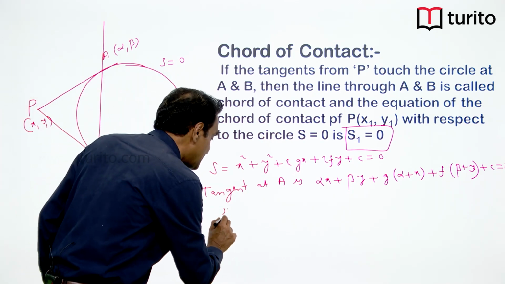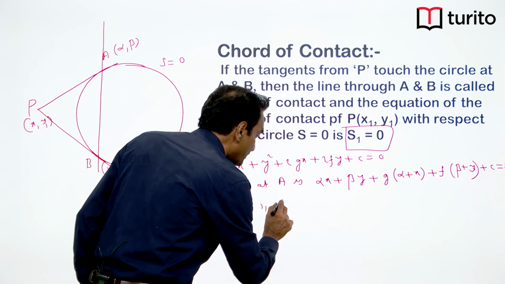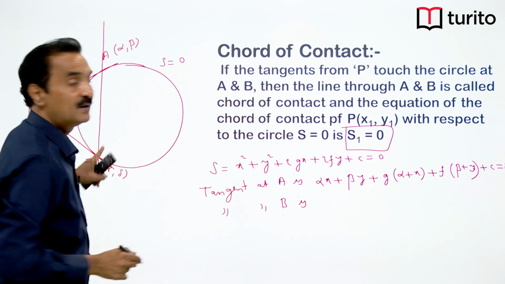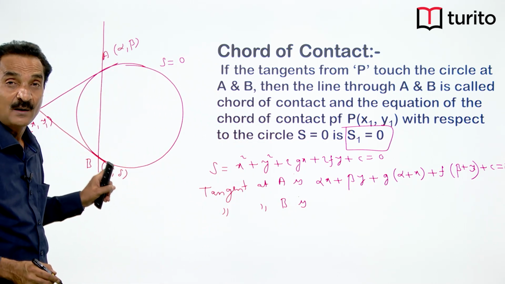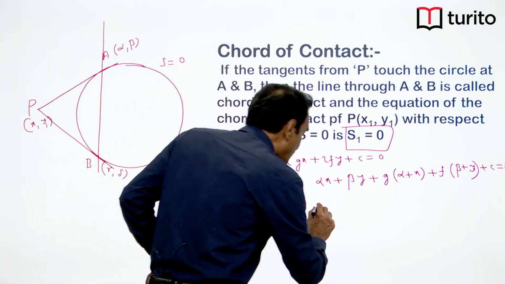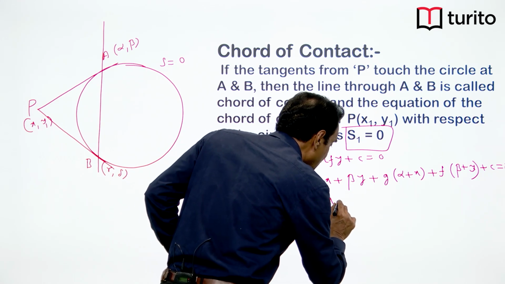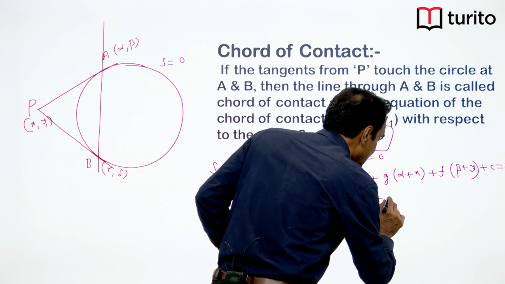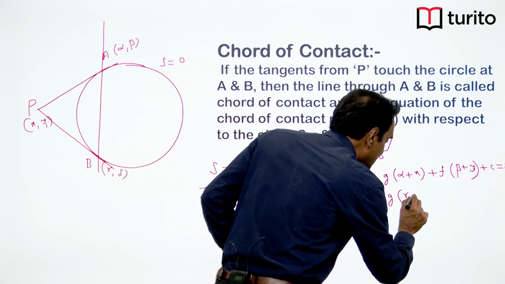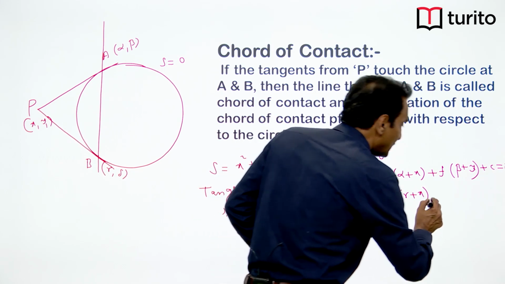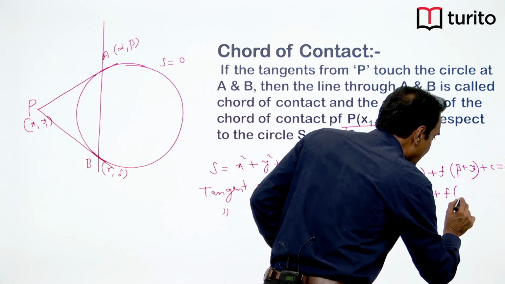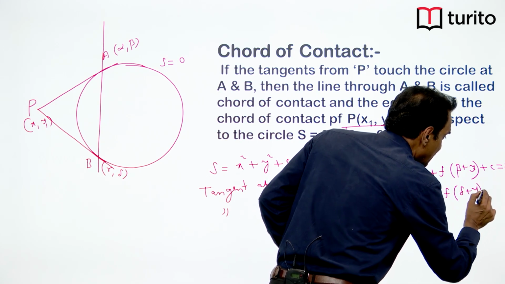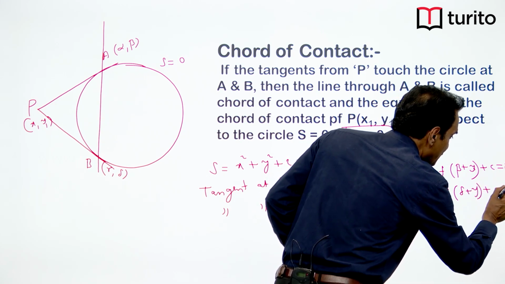Now similarly the tangent at B, that is the tangent at gamma comma delta, is gamma x plus delta y plus g into gamma plus x plus f into delta plus y plus c is equal to 0.